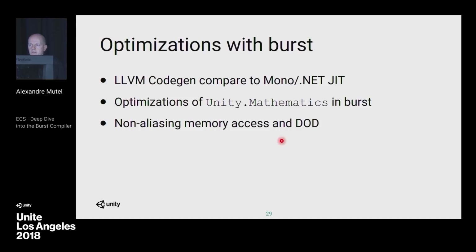The first one is to talk about LLVM and compare it to Mono and .NET JIT, so that you will get a little bit more insights about what kind of optimization we are talking about. The second aspect is the optimization that we are able to bring through the Unity.Mathematics package for the mathematics types that we are using. The last part is about non-aliasing memory and how to take advantage of it for memory access and DoD, and that's related to how ECS is working and so on.